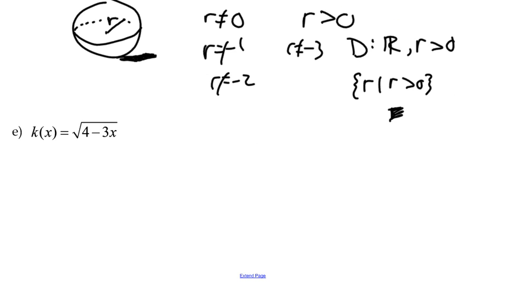Let's go to E now. We're given k of x, some function named k, equals the square root of 4 minus 3x. We'll graph this after we're done doing this algebraically. Let's think about this. Think about any x value that you input right here. Can you think of any value of x that would make this undefined, not possible?